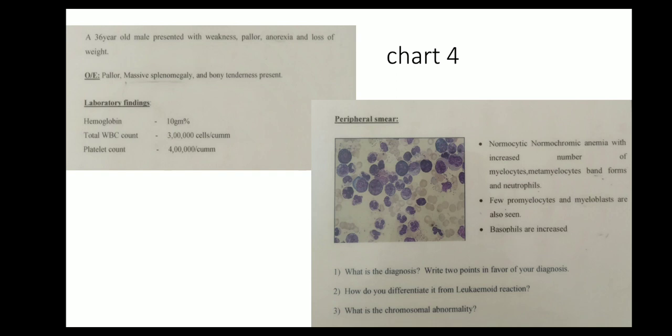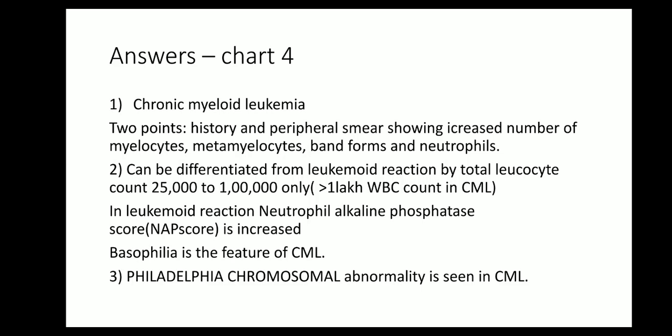Basophils are increased in number. So this peripheral smear is showing myelocytes, these are the mature precursors of myeloid series. What's your diagnosis? Write 2 points favoring your diagnosis. How do you differentiate it from leukemoid reaction? And what is the chromosomal abnormality in this condition?